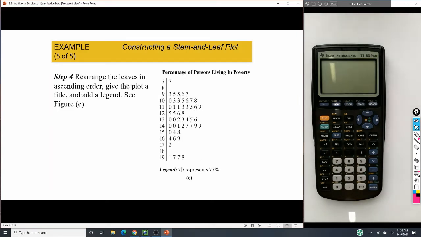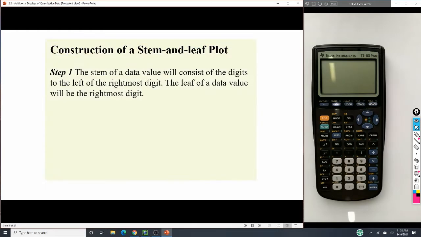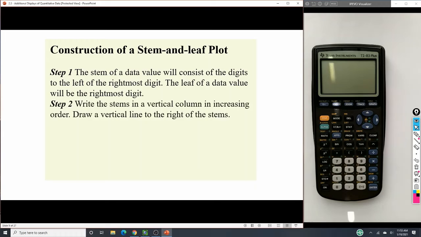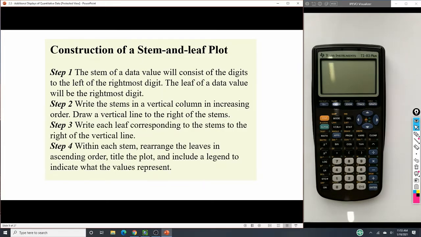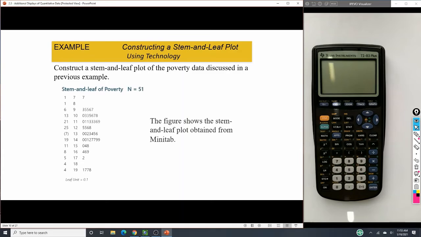We would also probably want to rearrange those in order when we look at our numbers. Technically, we don't have to, but we like to do it that way because we like things in numerical order, and it makes them easier to see. So when constructing our stem and leaf, we look at our digits, find the rightmost, which is our leaf, and everything else is our stem. We write those down, and then we put them in order.